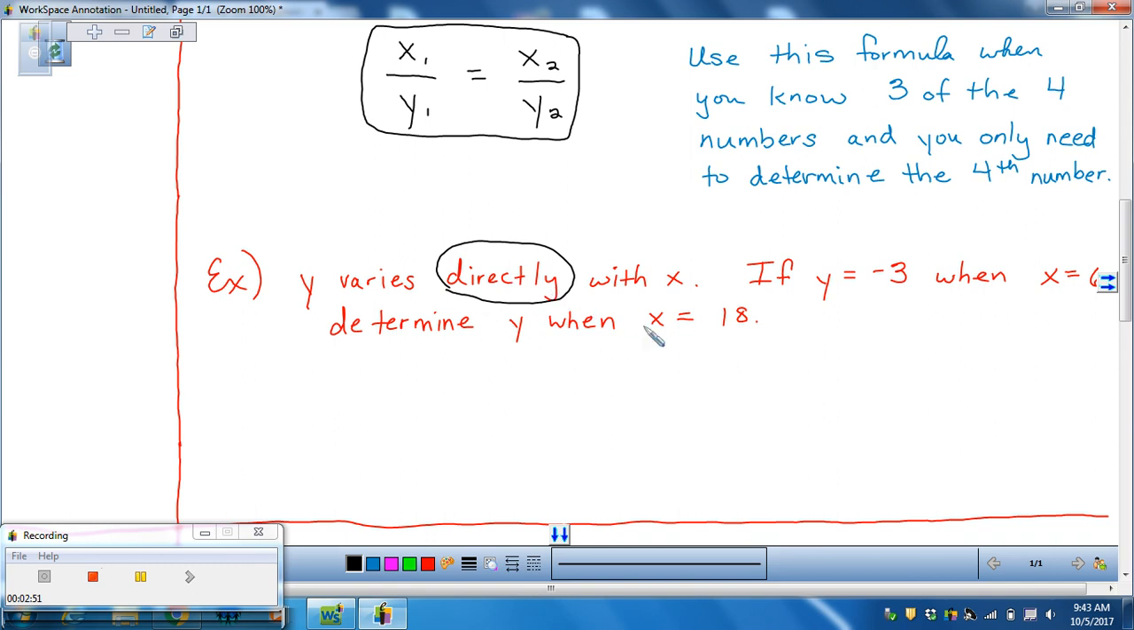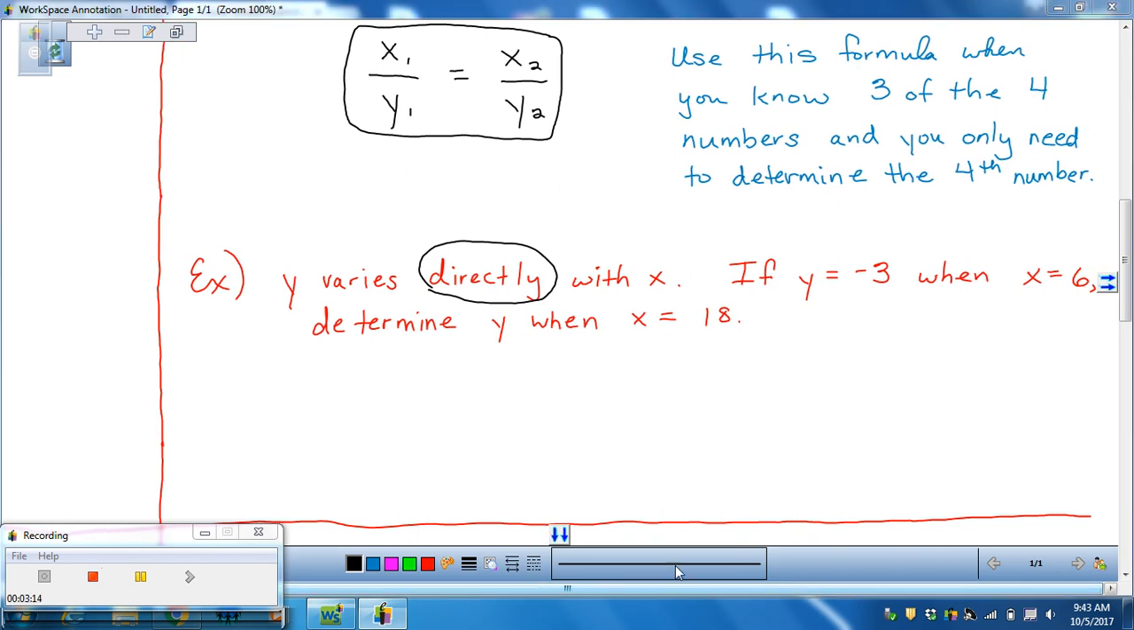So y is varying directly with x. It says if y is equal to -3 when x is 6, we want to determine y when x is 18. So I'm not trying to find the constant of variation, I'm just trying to determine the 4th number. So we're going to use this formula here.